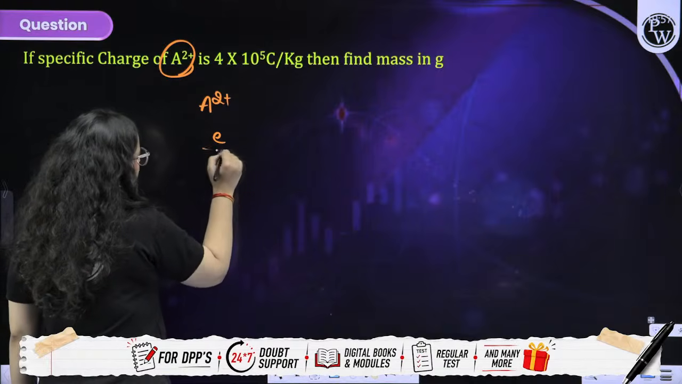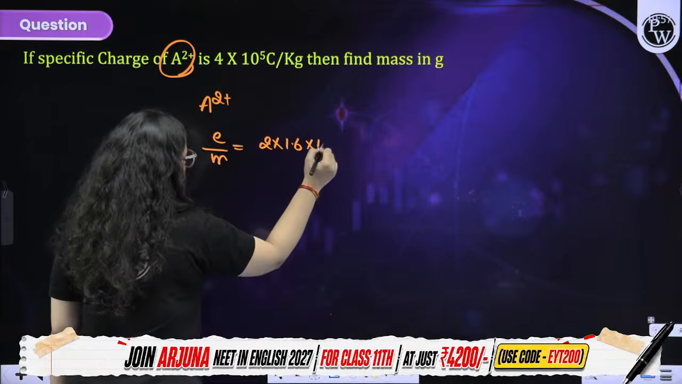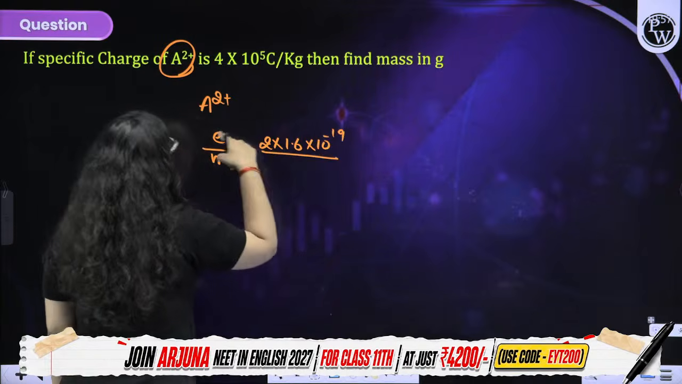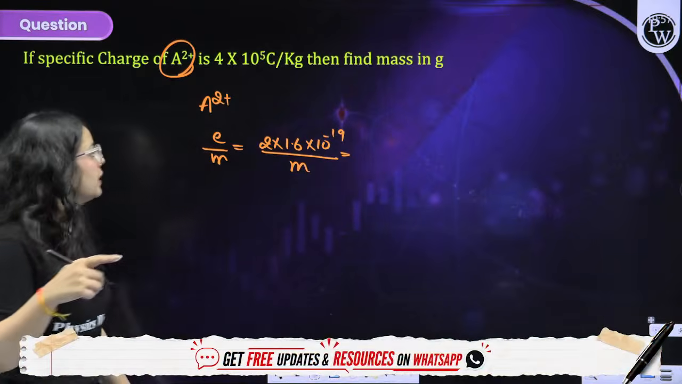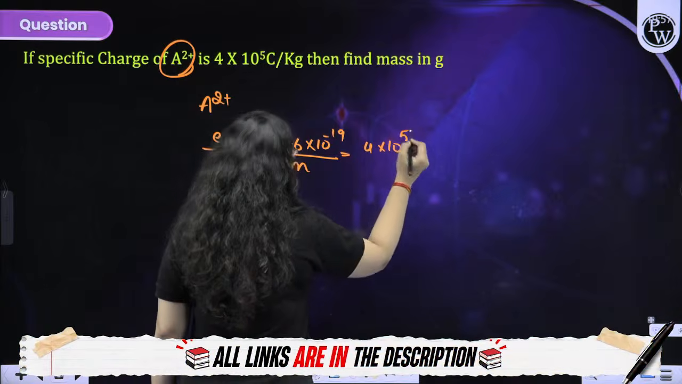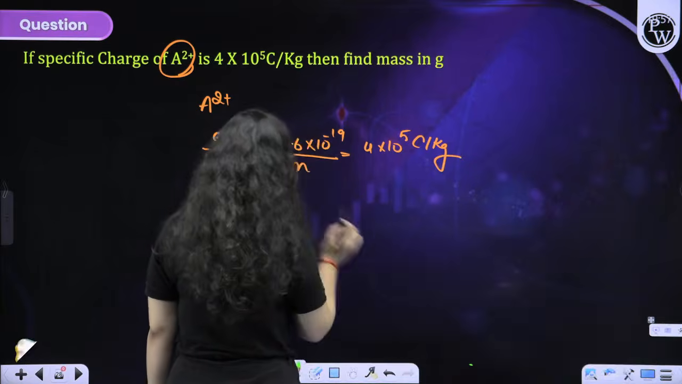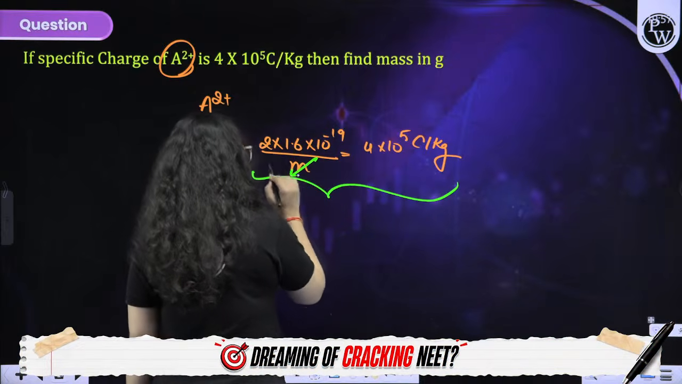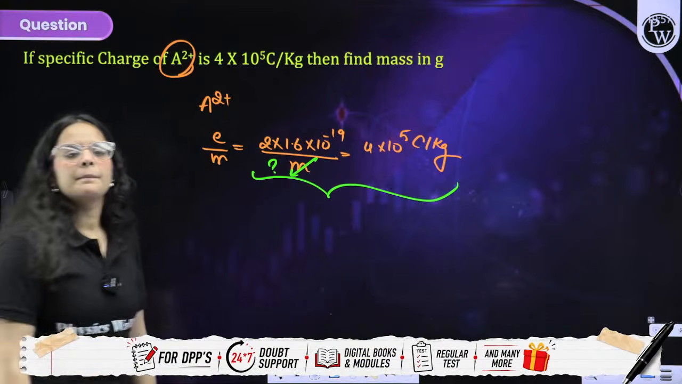So, e by m comes out to be how much? 2 times the electronic charge, so 2 times 1.6 into 10 raised to power minus 19. And the mass, we are unaware about the mass. Mass is asked in our question. And the specific charge given to you is how much? 4 into 10 raised to power minus 5 coulomb per kg. So this is the formula that I have created over here, and accordingly you have to find out the value of m. Simple, as simple.